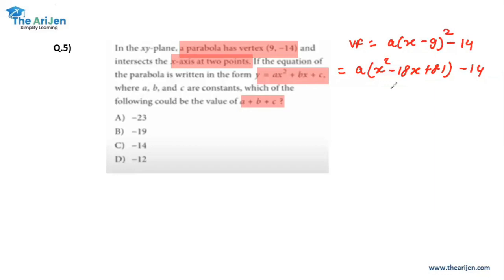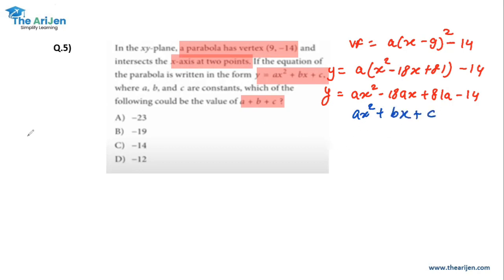So you can see that on converting this, you are getting this. Now let us solve it more, you will have ax square minus 18ax, then you will have plus 81a and minus 14, right? So when you compare it with the standard form I'm writing here, we all know the standard form, which is ax square plus bx plus c.